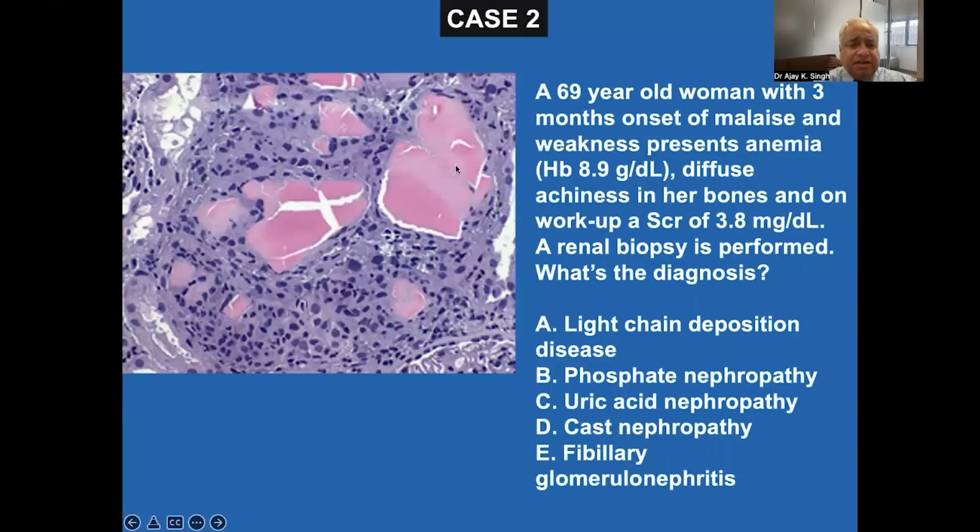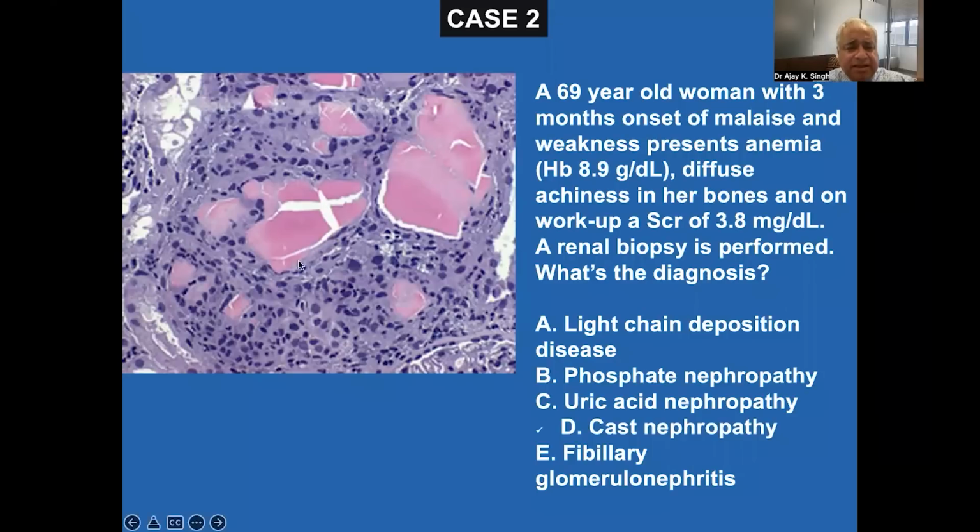And you see on the left-hand side, the kidney biopsy, you see the tubules here and the tubular interstitium. And the options you have are A, light chain deposition disease, B, phosphate nephropathy, C, uric acid nephropathy, D, cast nephropathy, or E, fibrillary glomerulonephritis. And the correct answer is cast nephropathy.